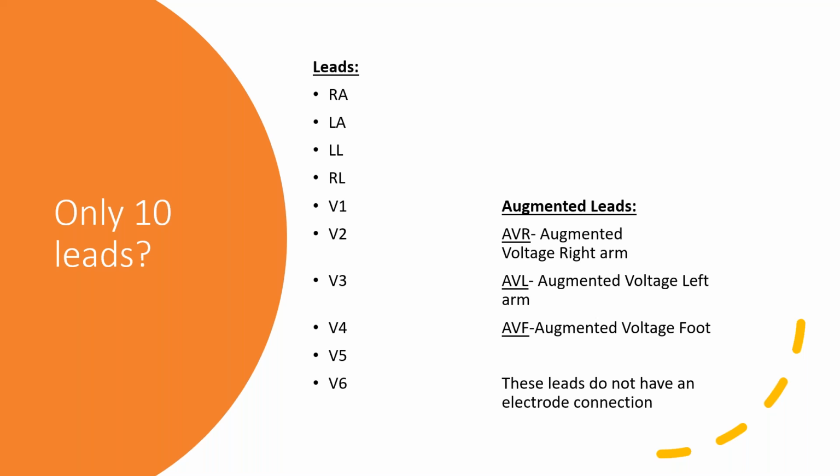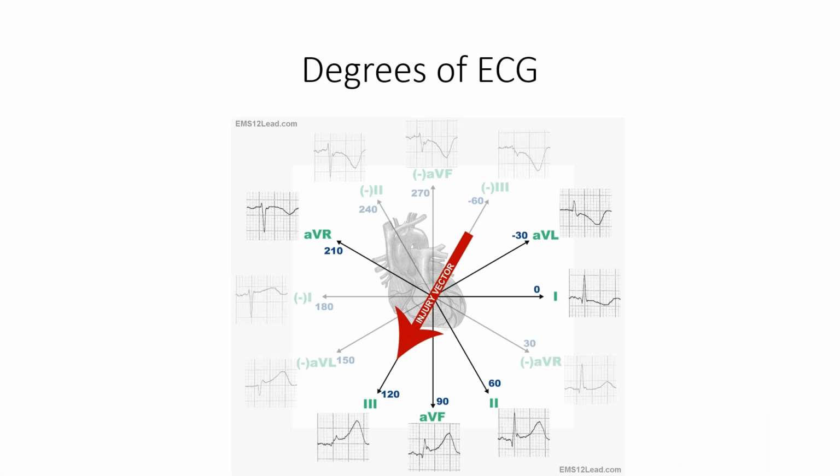And some of them are very, very small. I think it's the AVR or AVL that's really, really small. So the degrees of ECG, all these different leads are looking at the heart from different angles. And this diagram kind of, that's what it's talking about here. And you can see how some of these are different sizes or inverted or whatever, based on where it is looking at the waveform.